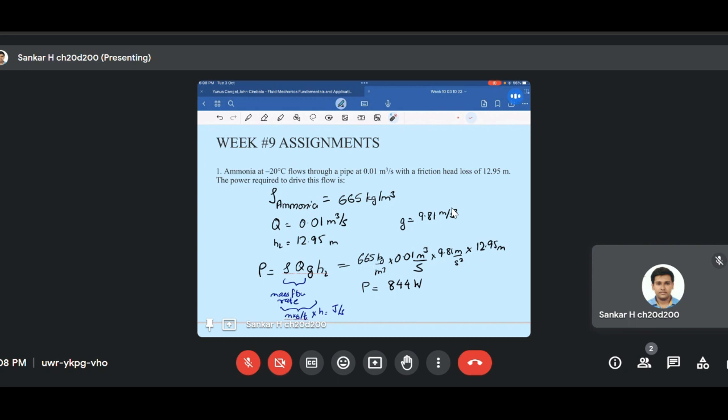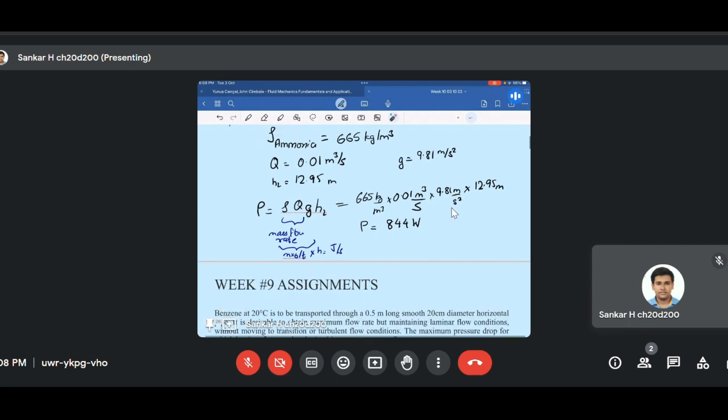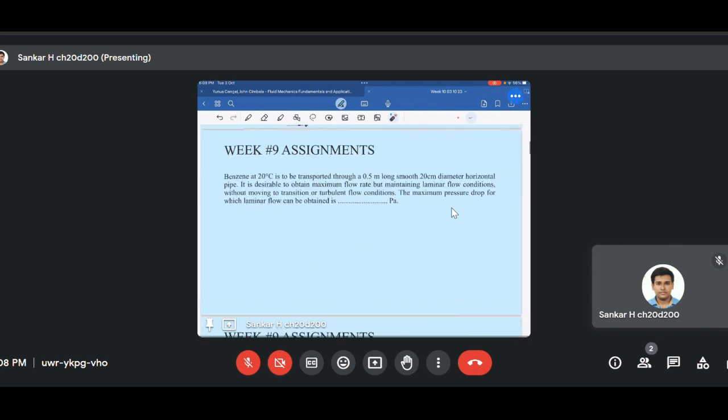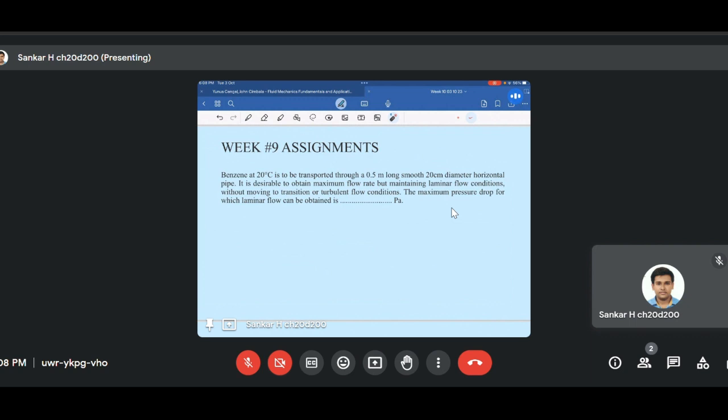Okay, I hope there are no doubts here. We'll move on to the next question, where it is said that benzene at 20 degrees Celsius is to be transported through a 0.5 meter long, smooth, 20 centimeter diameter horizontal pipe. It is desirable to obtain the maximum flow rate while maintaining laminar flow conditions, without moving to transition or turbulent flow conditions. The maximum pressure drop for which laminar flow can be obtained is dash Pascal.